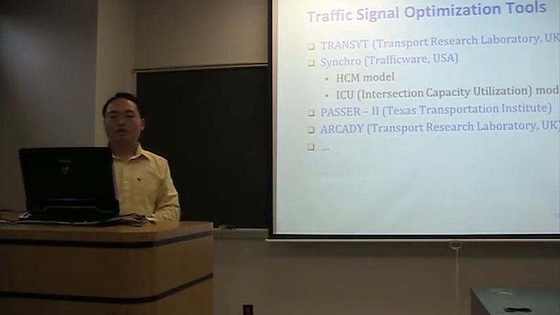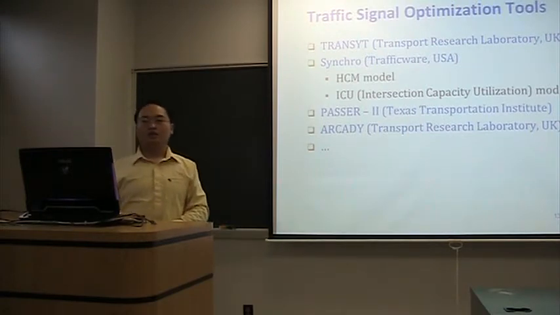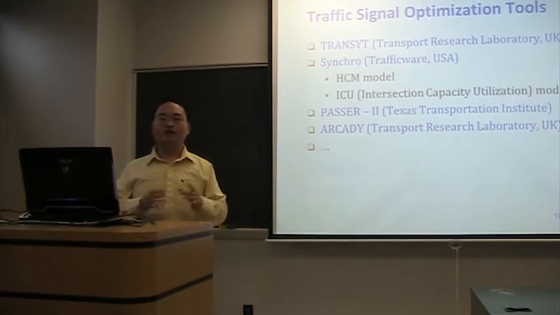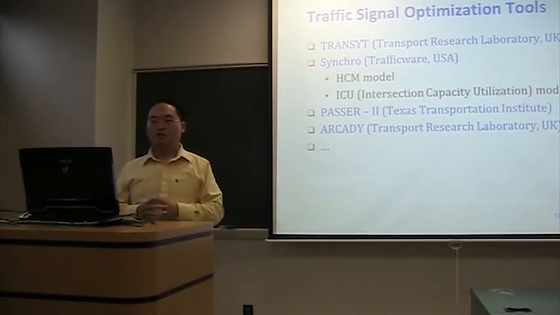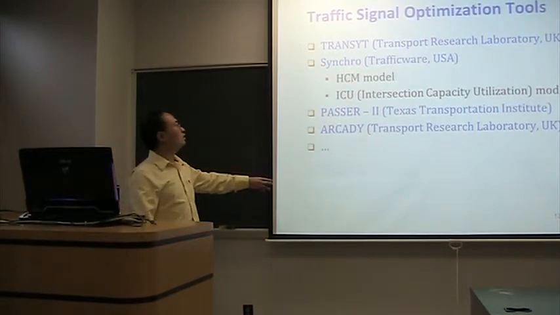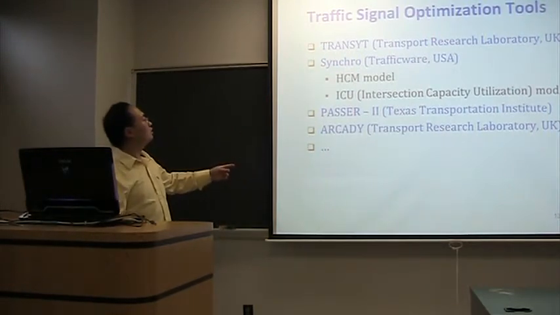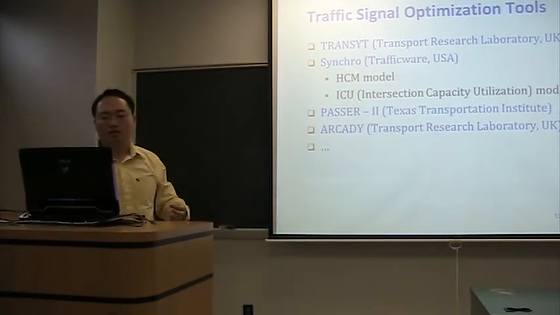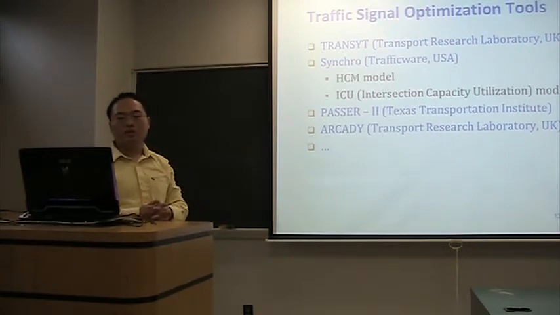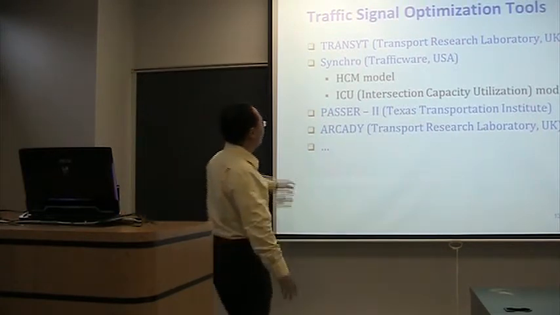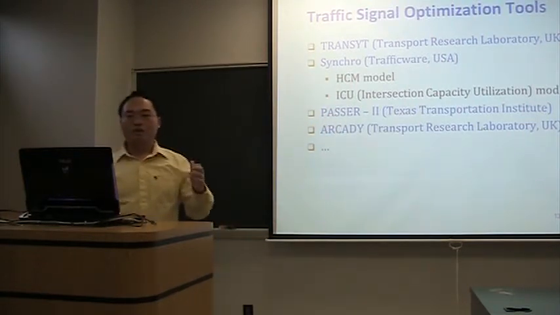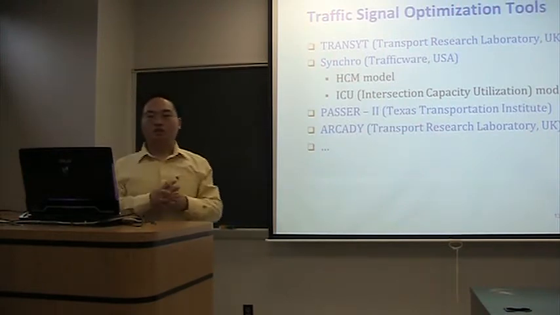The next choice is called traffic signal optimization tools. These tools are especially used when you want to optimize the signal timing or phasing plan at an intersection, a signalized intersection. And here we have several alternatives, which are very popular. Okay, in Adele's class, traffic operations design, you are going to learn Synchro. You are going to learn how to use it. Synchro has 2 models. One is based on the Highway Capacity Manual. The other one is called ICU, Intersection Capacity Utilization model. So these are specialized in the optimization of traffic signals.